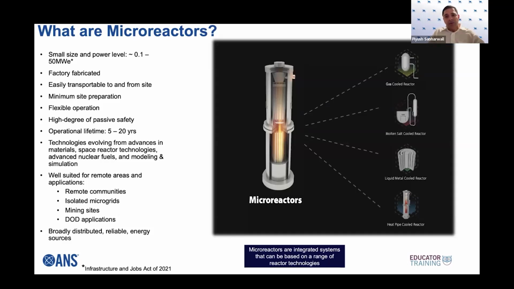So when this program started, we carried out a survey to see what microreactor concepts there are in the US and what the industry interest is. Based on the survey, we found four reactor technologies under microreactors: gas-cooled microreactors, molten salt-cooled microreactors, liquid metal-cooled microreactors, and heat pipe-cooled microreactors. Again, based on the same survey, we found out which vendors are pursuing which technologies and what gaps we can fulfill. So based on that, we picked two technologies that we primarily focus our effort on, which are heat pipe cooled reactors and gas cooled reactors.